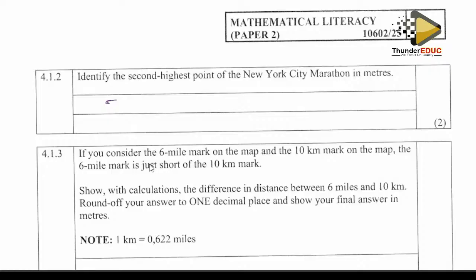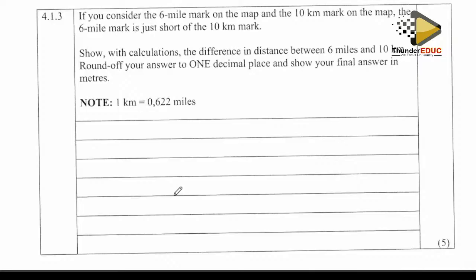It's what? 15 meters. If you consider the 6-mile mark on the map and the 10-kilometer mark on the map, the 6-mile mark is just short of the 10-kilometer mark. Show with calculations the difference in distance between the 6 miles and the 10 kilometers, rounded off to one decimal place, and show your final answer in meters. So what we're going to do, we are going to change the 6 miles into kilometers. Why am I doing this? Because I want the final answer in meters.